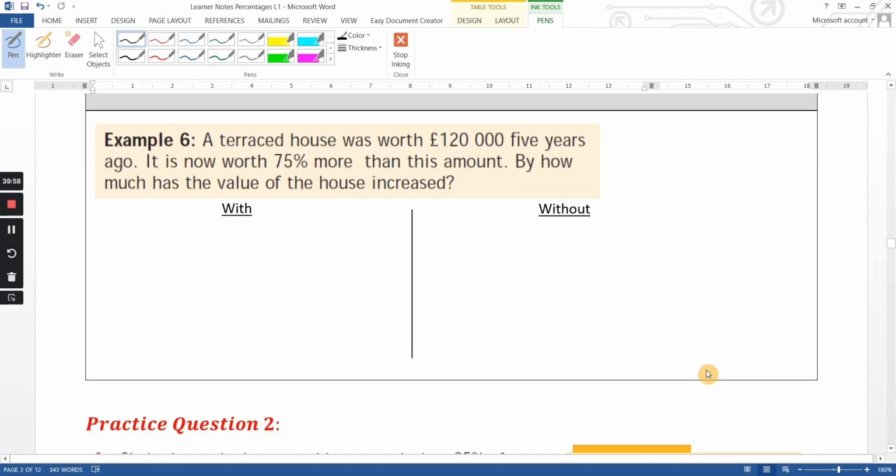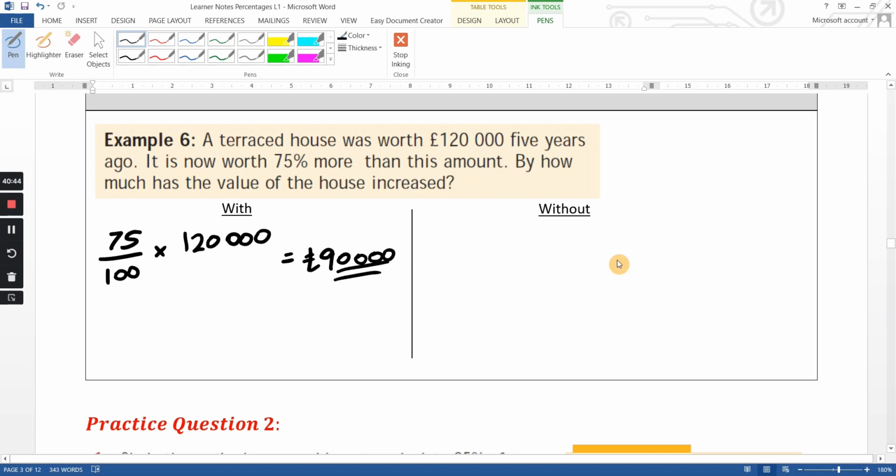If you turn over, example 6. A terraced house was worth £120,000 5 years ago. It is now worth 75% more than this amount. By how much has the value of the house increased? Right, so we just have to work out 75% of the amount, and that will give us our answer, how much it's increased. So 75% of 120,000. Let's stick that in the calculator. It's exactly 90,000. That's going to be in pounds.